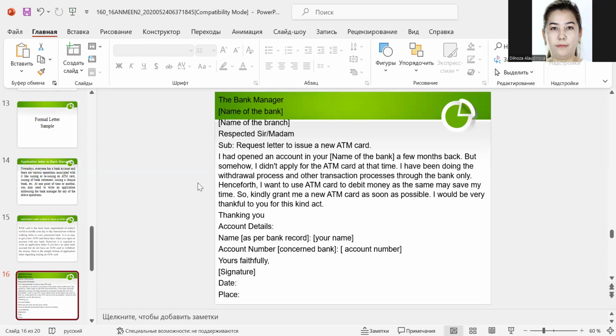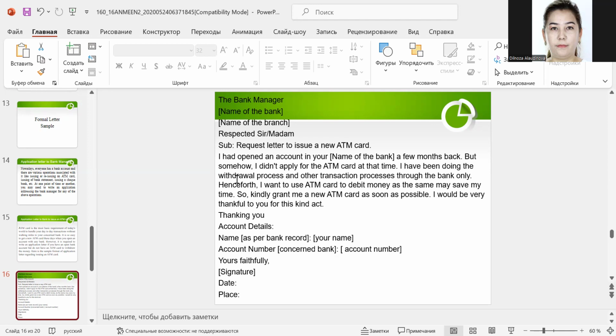The second body. Henceforth, I want to use an ATM card to debit money as the same may save my time. So it's the third body. Kindly grant me a new ATM card as soon as possible. I would be very thankful to you for this conduct.